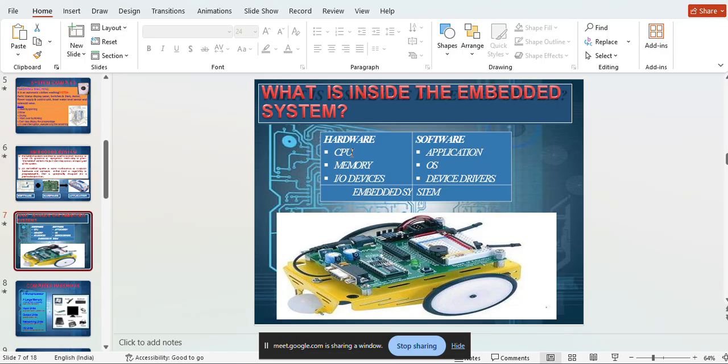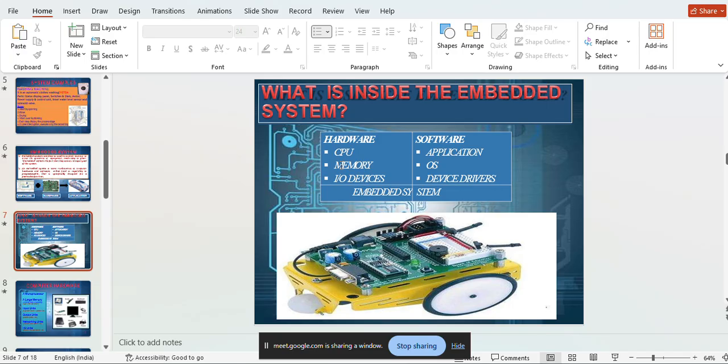So the CPU is the main processor. The CPU's work is to process the input data and control the output devices. Next one is memory, where the RAM and ROM are built in and connected in the microcontroller. Memory is used to store the data and program files, any fixed data, and temporary data. These are stored in the memories.